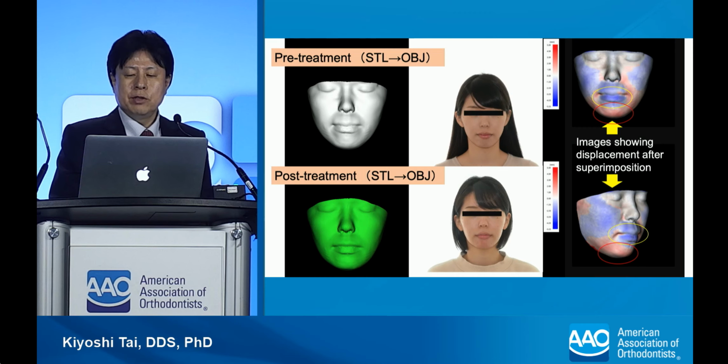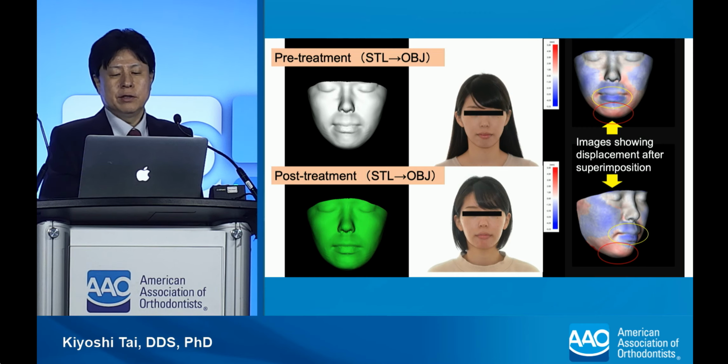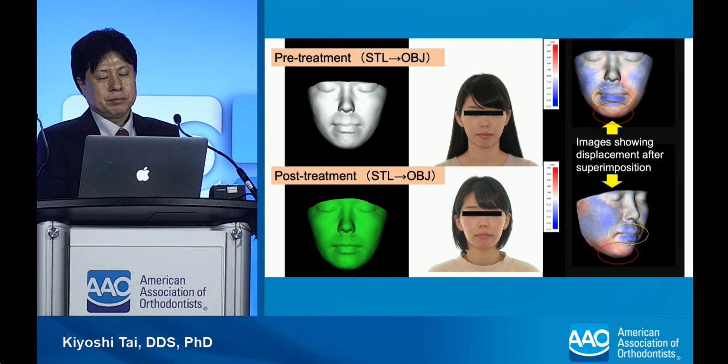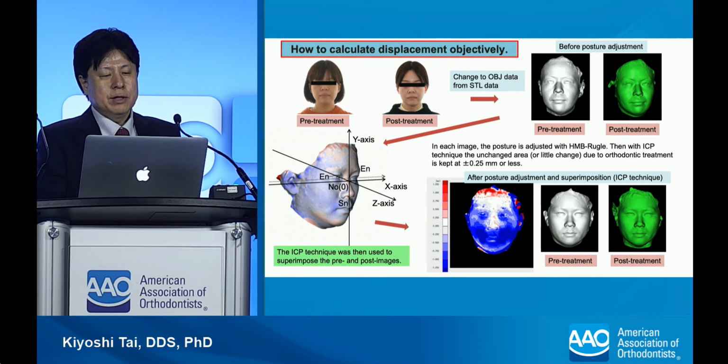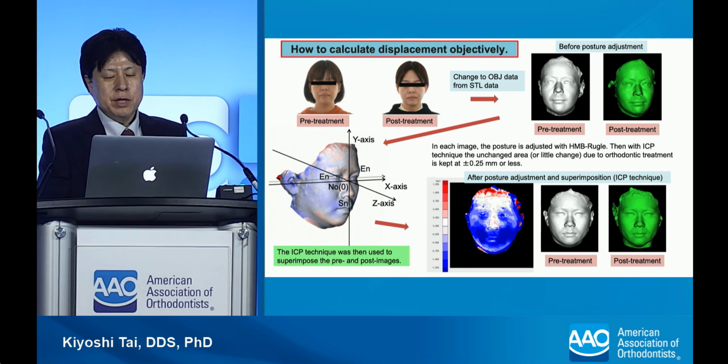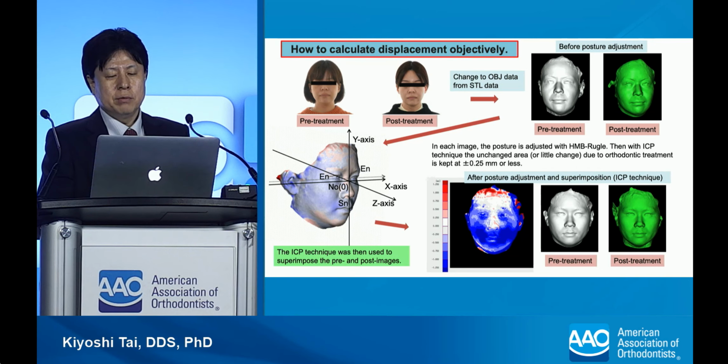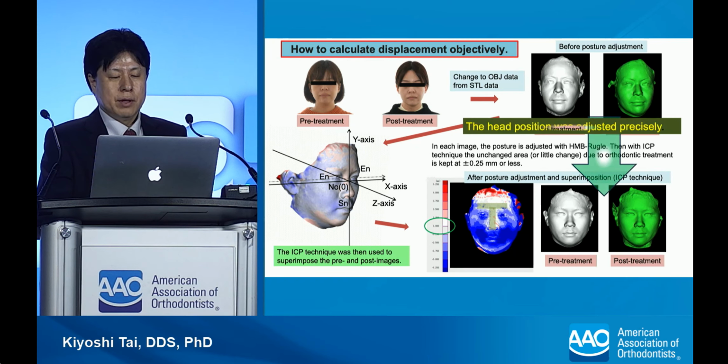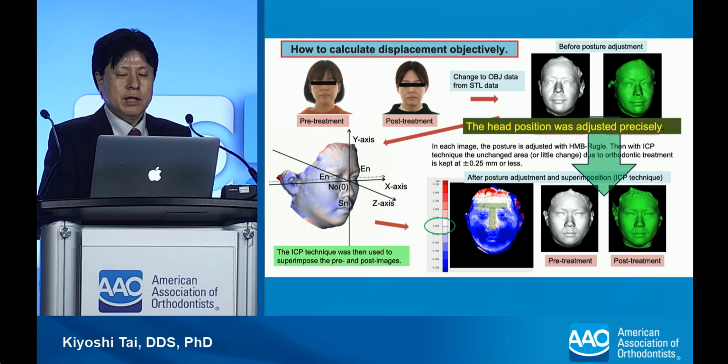Compared to the conventional 2D photos, with this method, we can clearly identify the difference. How to calculate the displacement objectively? It is very important to first determine the head position. I set the reference coordinates as shown in the lower left. The ICP technique was then used to superimpose the pre- and post-treatment images. Especially for the T-zone, we try to keep it within plus or minus 0.25 millimeter. Eventually, the head position was adjusted precisely.